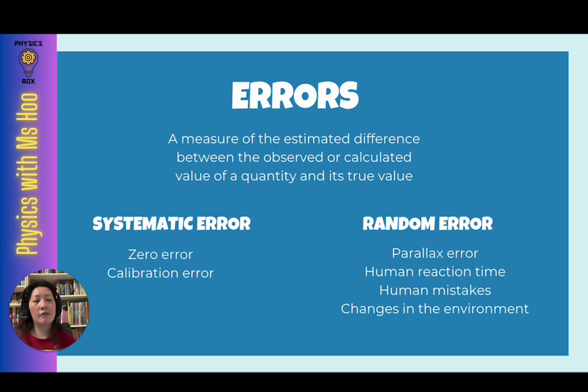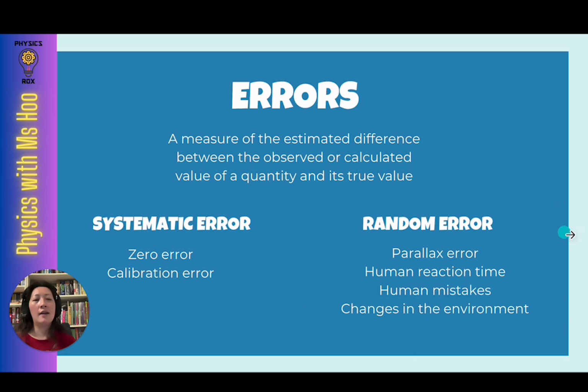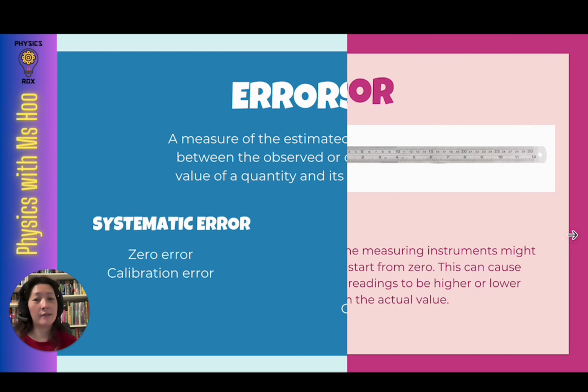So these errors could be due to human beings, for example, parallax errors, human reaction times, and human mistakes, or could be something that's not a human error, but caused by something that's beyond our control. For example, changes in the environment. Let's just go through these errors in a little bit more detail. Let's start first with zero error.